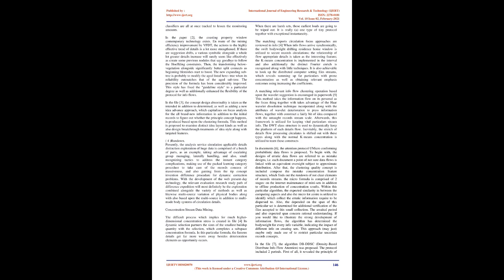In document 6, the clustering algorithm for micro-clustering probabilistic data streams is proposed. To begin with, the models of uncertain data streams are described as error models, i.e. each record a point of uncertain data streams is linked with an equivalent error subject to approximate distribution. After that, the clustering quality concept is included. Compose the error clustering feature structure, which records the summary of uncertain elements of data streams.